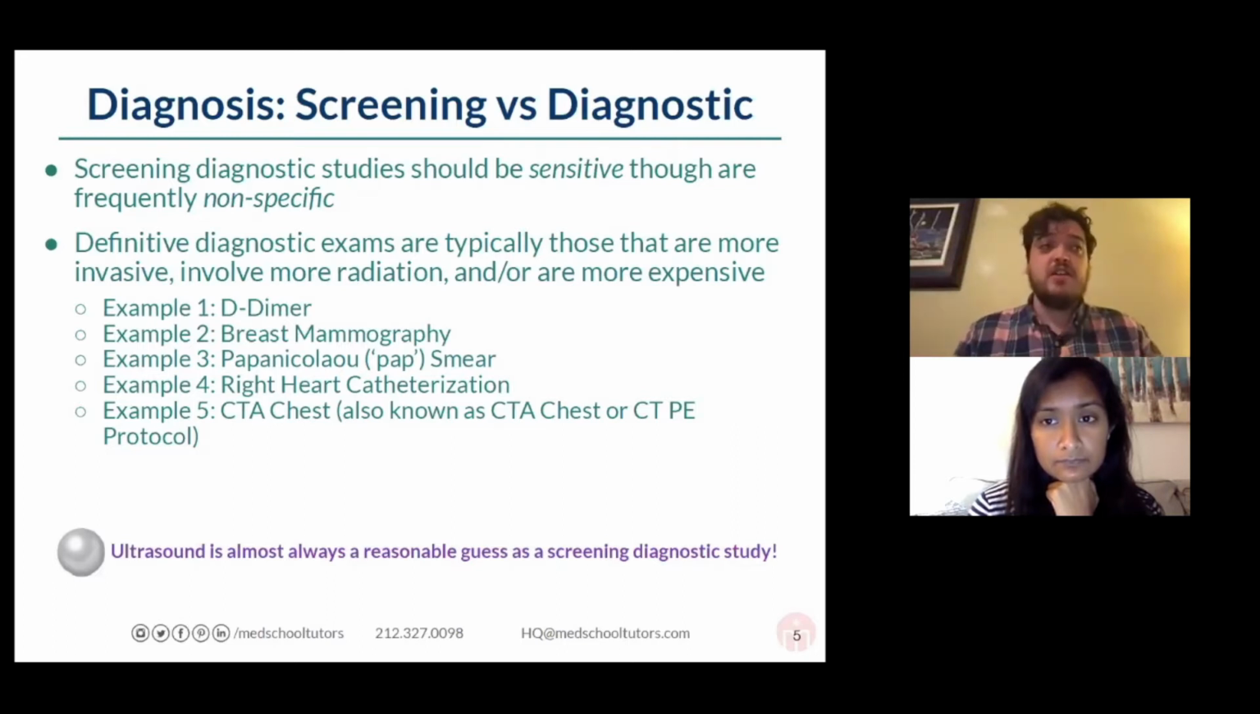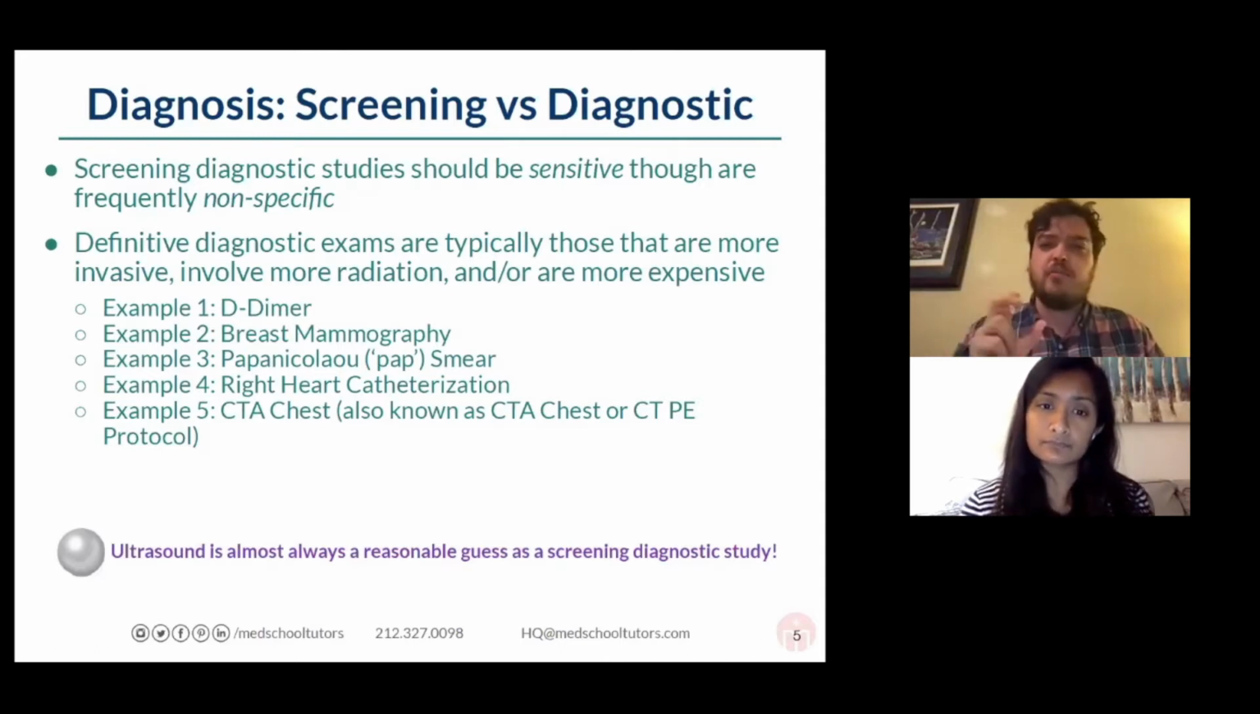A CTA chest exposes the patient to radiation and is expensive. It also exposes them to IV contrast, which has a risk of allergic response and also, theoretically, a risk of kidney injury. So the CTA chest is the exam you order when you know the patient has a PE and you're looking to prove it. You're looking to see how many there are, how big they are, and which vessels they're located in, and that can further guide therapy.